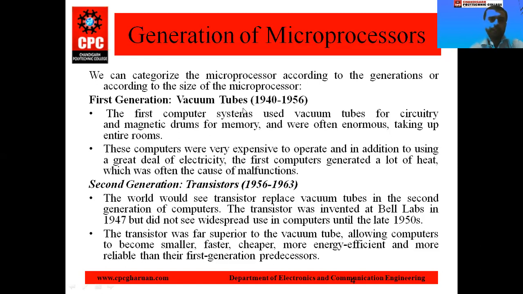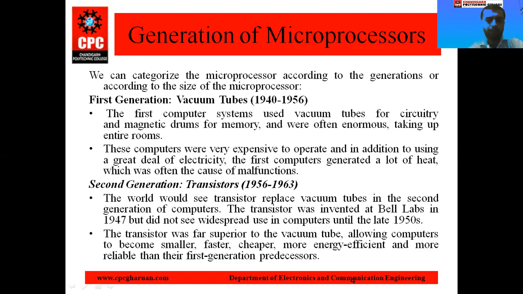The next generation started in 1956 and ran to 1963. In the second generation, transistors and semiconductor devices, diodes and transistors, replaced vacuum tubes. So the overall cost of the computer is reduced, and the speed of the computer increases.